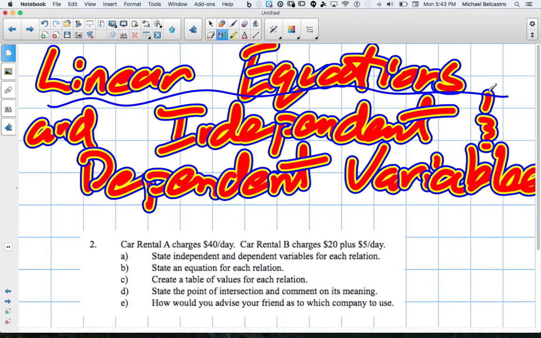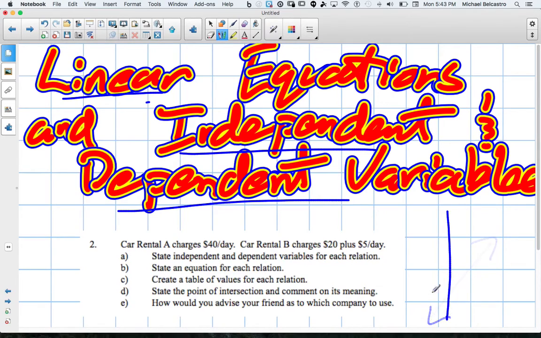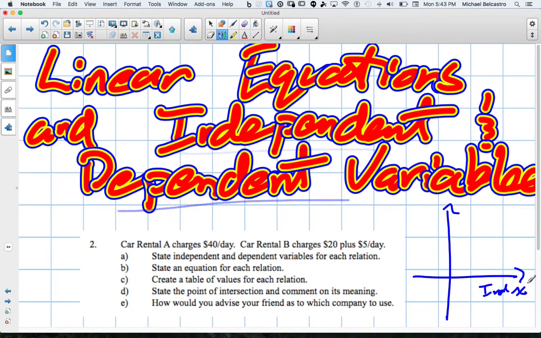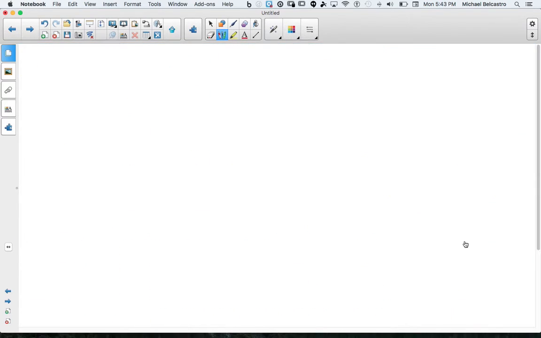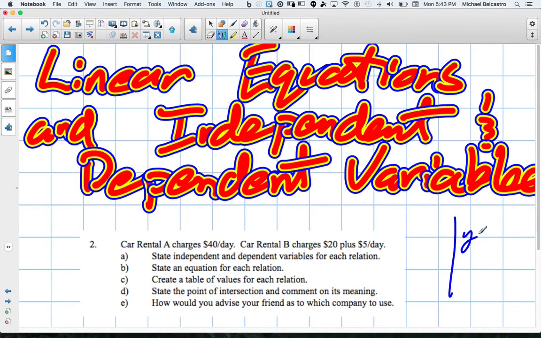So we're going to look at linear equations. What is a linear equation? It's a relationship between two variables that results in a straight line when you graph it. That's what linear refers to, okay? And independent variables, if graphing, our independent is always on the x-axis, which is the horizontal, and our dependent is always on the y-axis, okay? And we'll make a more permanent version of that.